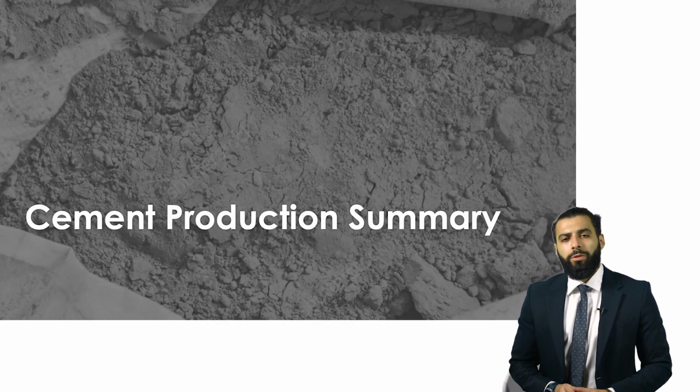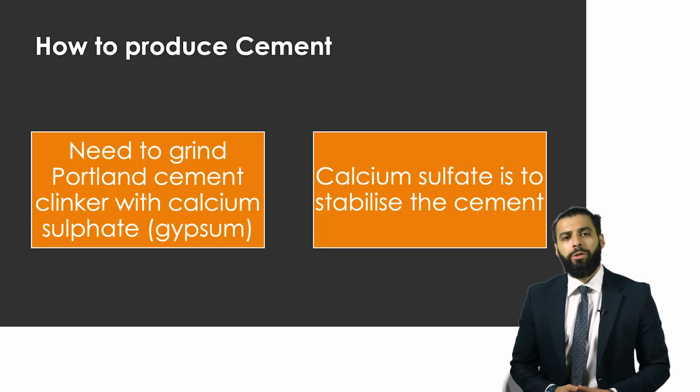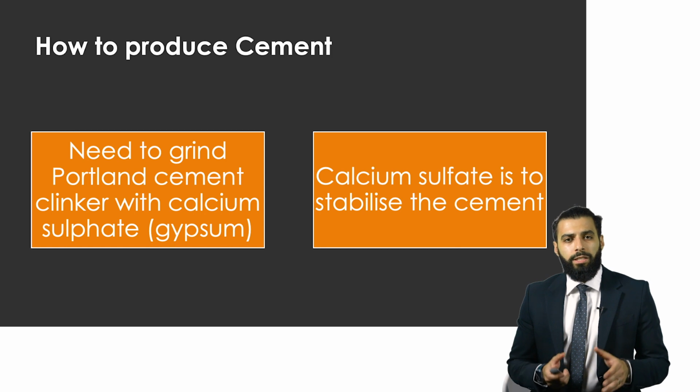So for cement production, what you need to produce cement is you need to grind Portland cement clinker with calcium sulfate. And calcium sulfate is gypsum. The reason that this has to take place is because we need to stabilize the clinker, and clinker is a main product that is produced during this production process.